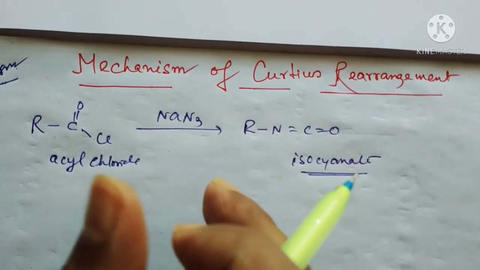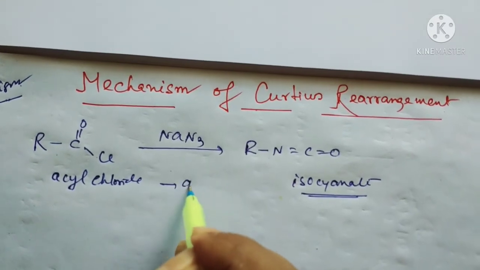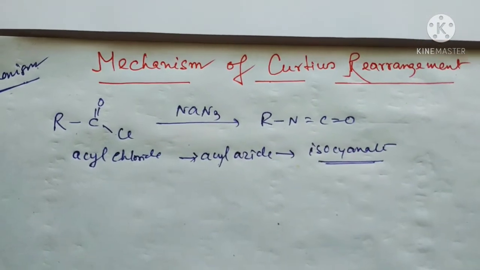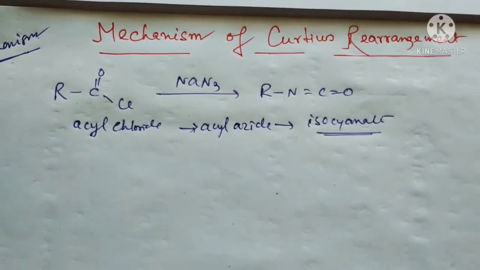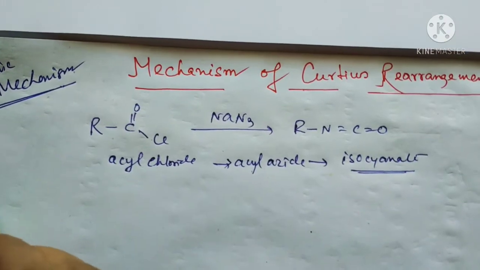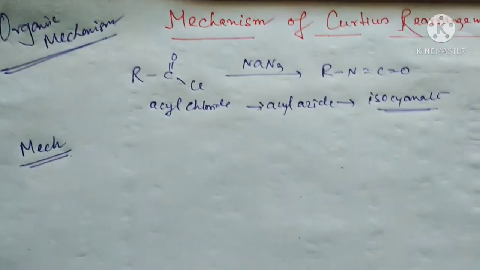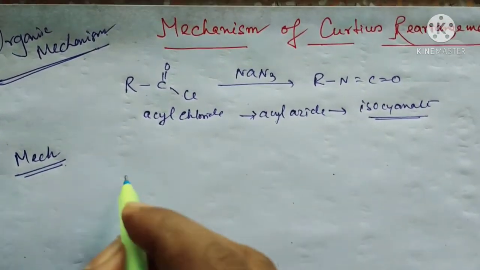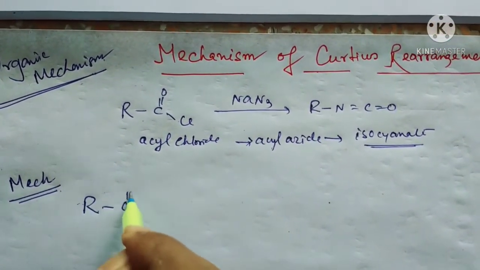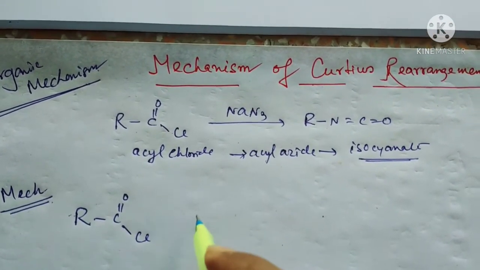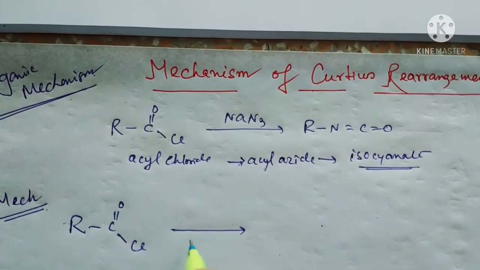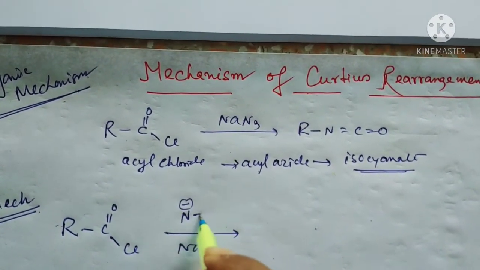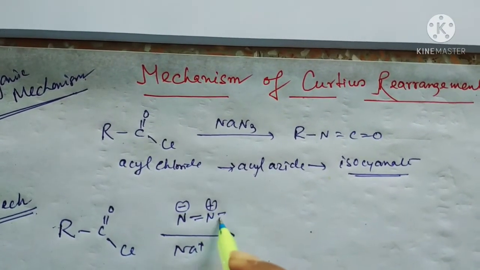The intermediate portion will be acyl azide. It goes through acyl azide. I'm going to show you how the mechanism works. Okay, now let's see the mechanism portion. Now the mechanism portion here, you can see, first this acyl chloride reacts with Na plus, and the azide is converted into this azide ion.